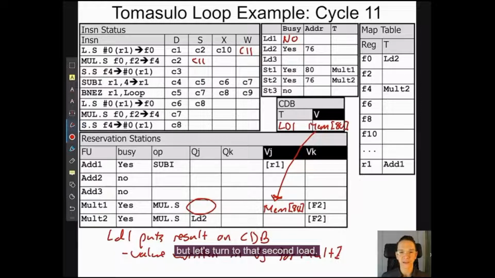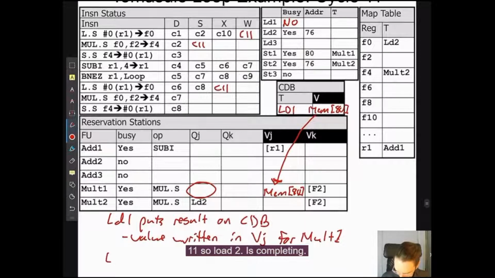But let's turn to that second load. Recall the assumption that on a cache hit, a load will execute in only one cycle. So by the end of cycle 10, that first load brought the cache line holding the data that we need, and now exploiting spatial locality, we would get a cache hit, and so this load would finish by cycle 11. So load 2 is completing its execution.